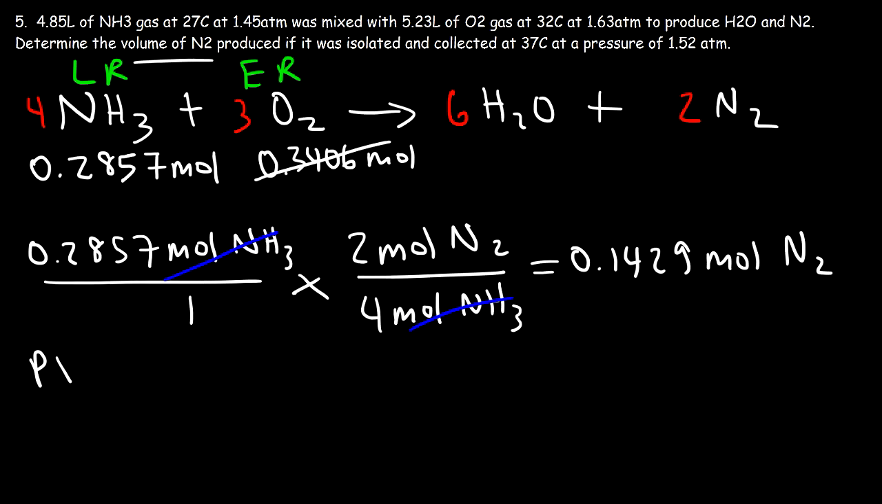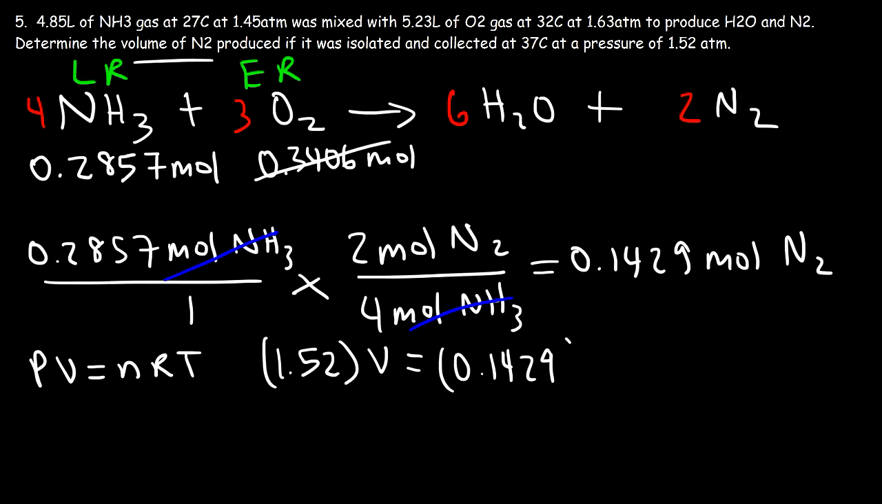So using the formula PV equals nRT. The pressure of N2, we have it as 1.52 times V, which is what we're looking for, equals n, which is the moles, 0.1429, times R, 0.08206, and N2 is collected at a temperature of 37. So we got to convert that to Kelvin by adding 273. So 37 plus 273 is 310 Kelvin.